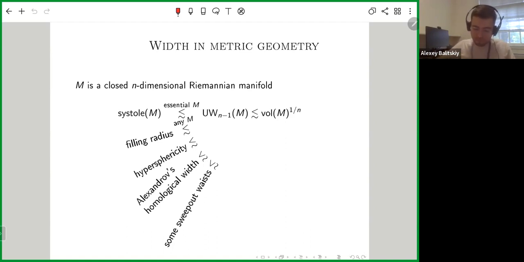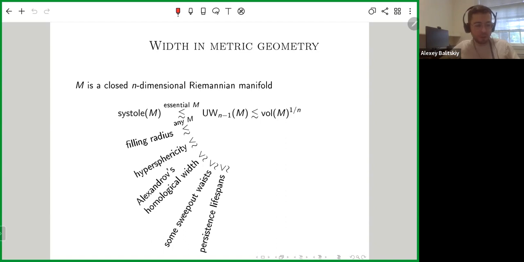So yeah, I won't concentrate too much on those. I'll say a few words about some waist-related things. Of some interest to the audience here might be the fact that persistent lifespans are also bounded by the Urysohn width, but in fact it's somewhat direct, because the persistent lifespans are pretty much the same as fill-in radius, or at least bounded by it. So this also follows automatically.